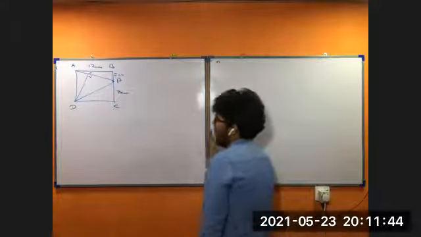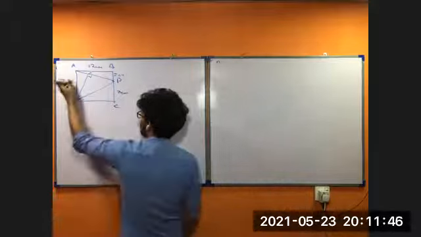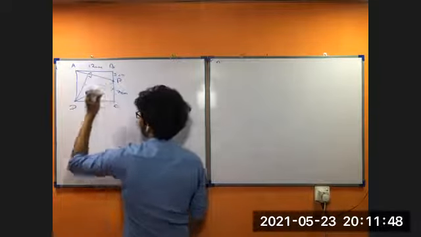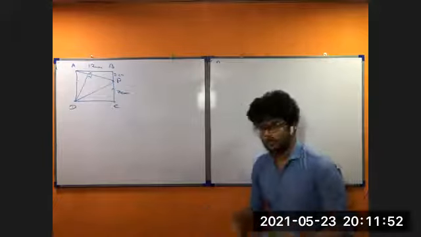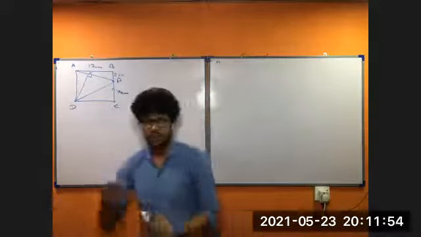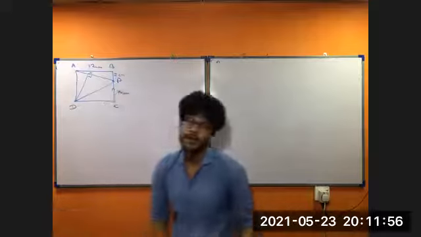So, like in a square, the opposite sides are parallel, right? The opposite sides are parallel. So a square is also a type of parallelogram. You know that, right? A square is also a parallelogram. Opposite sides are parallel to each other.